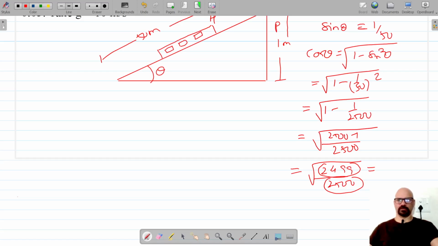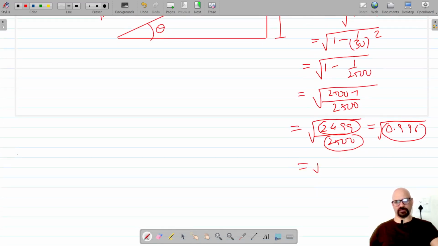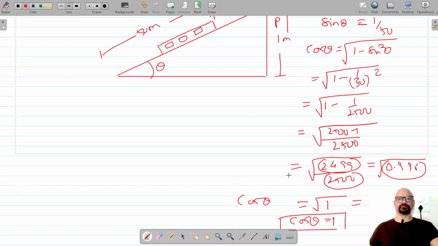If we divide 2499 by 2500, we will get the value 0.996. If we round off, this is almost root 1. So root 1 is 1. So we can say that the value of cos theta is 1. So let's just keep it as cos theta equal to 1.